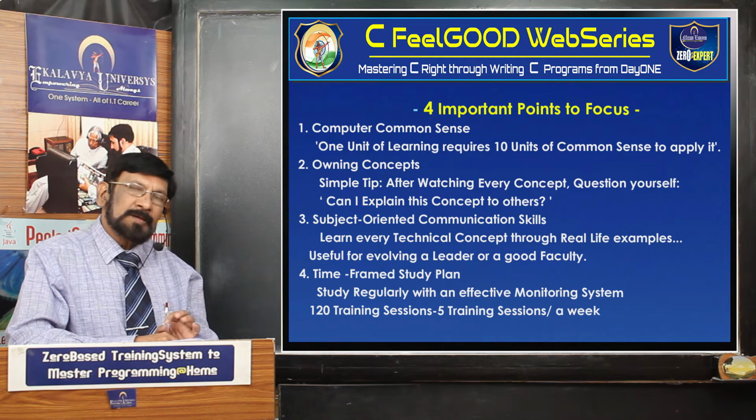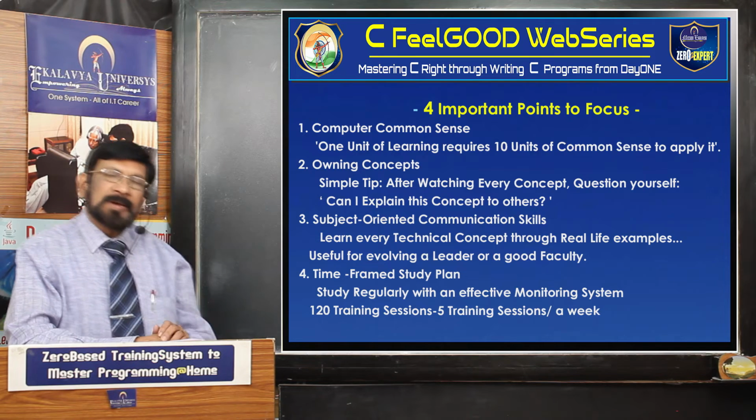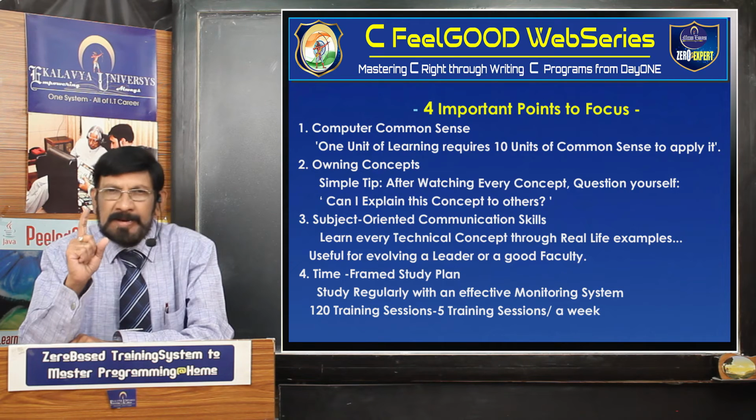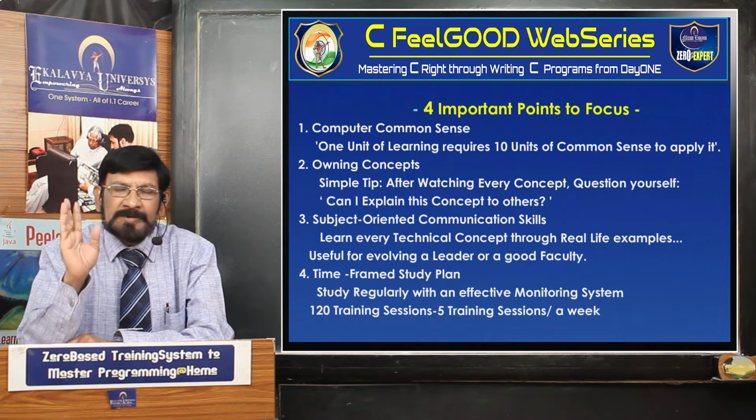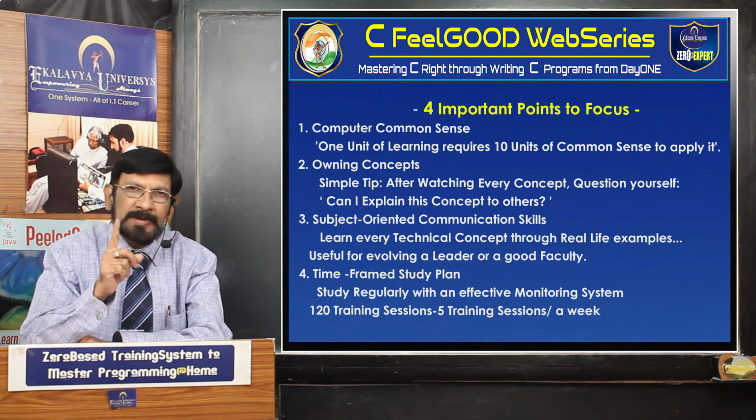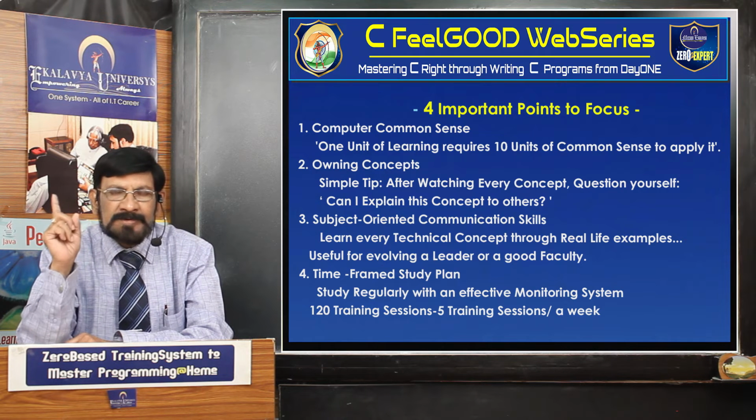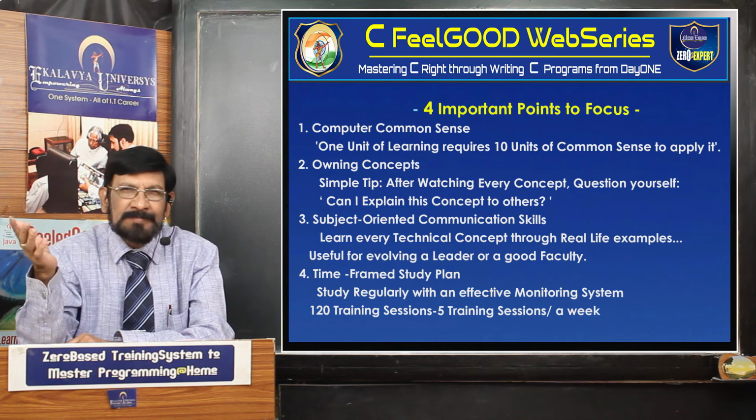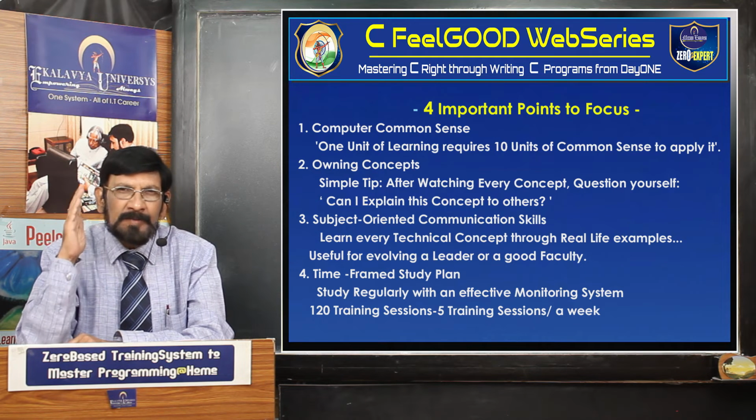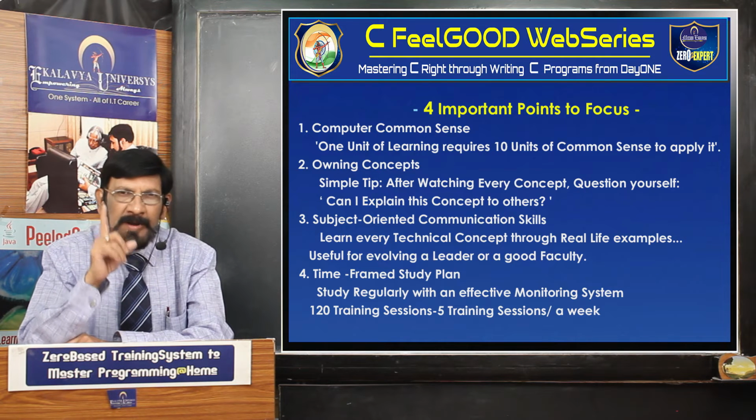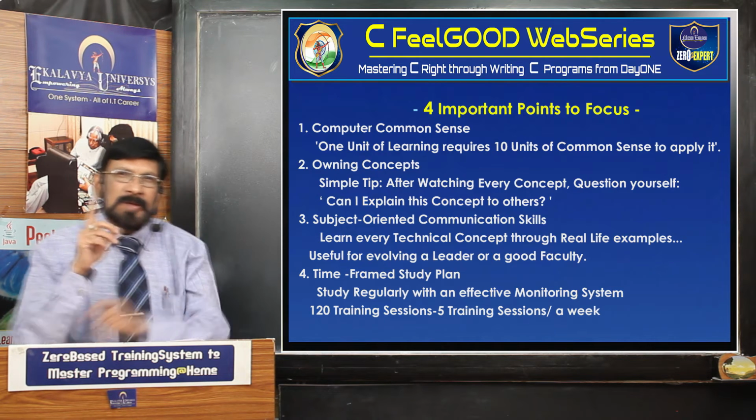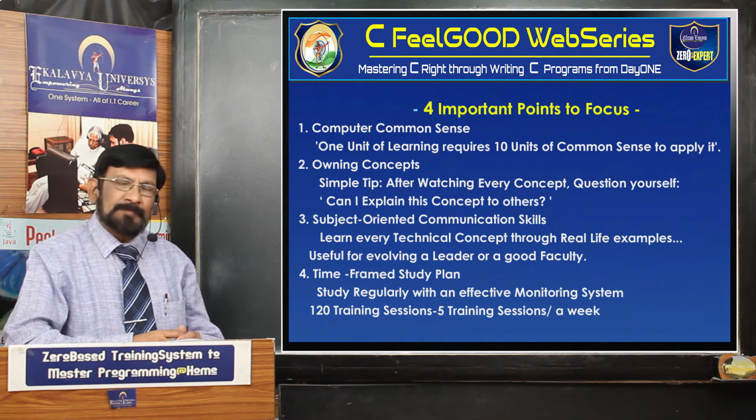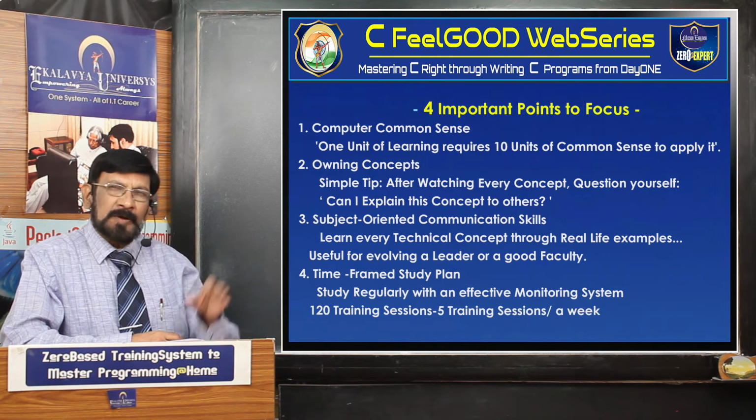But as far as programming is concerned, there is a great saying in English: one unit of learning requires 10 units of common sense to implement it. One unit of learning requires 10 units of common sense to apply it. Actually, this is application oriented study. So, learning is easy, but implementation is difficult. For that, a lot of common sense is required. Always remember that. How to acquire common sense, I cannot give you an answer, but in order to improve your common sense, from my side, contextually, I provide everything.